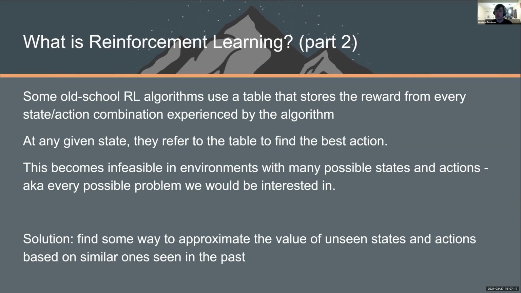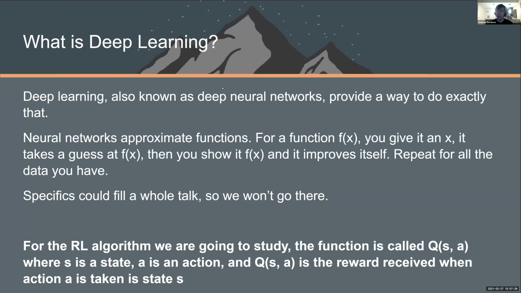So this is great for really, really small problems. It doesn't scale very well. So ideally, we'd have some way to approximate the value of unseen states and actions based on similar ones we've seen in the past. So if you've seen something that's maybe a pixel away from another state, an old school algorithm would count those as two different states. You would want those to be the same. So deep learning is exactly how we do that.